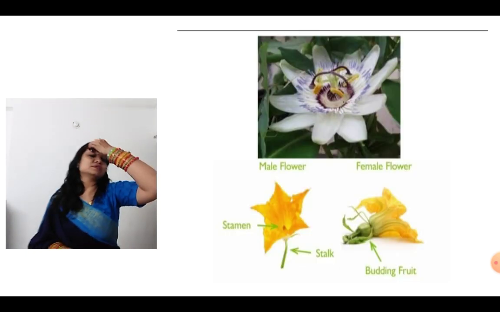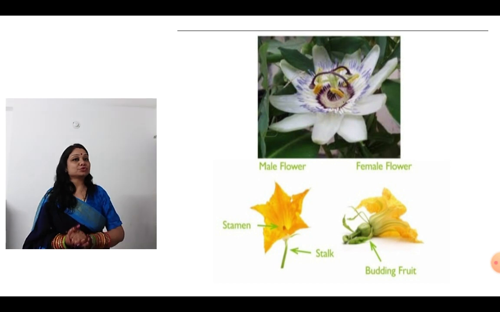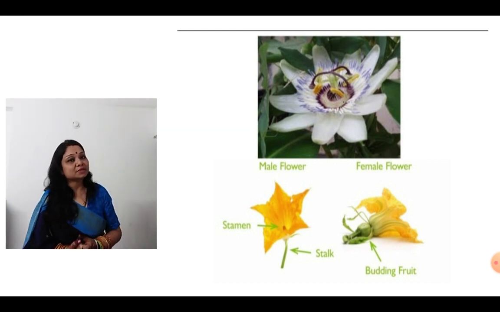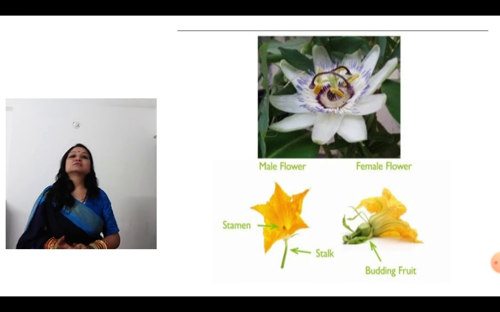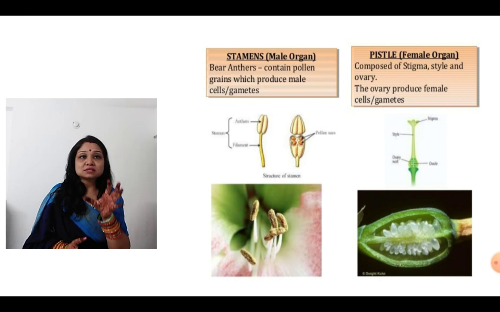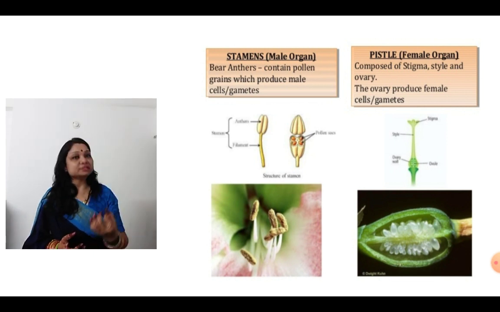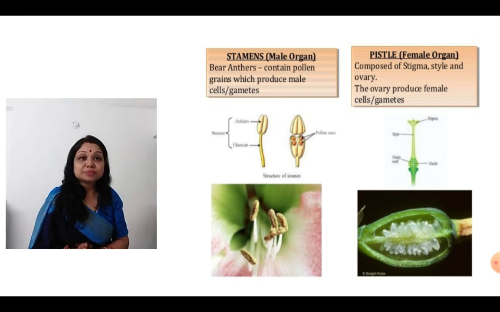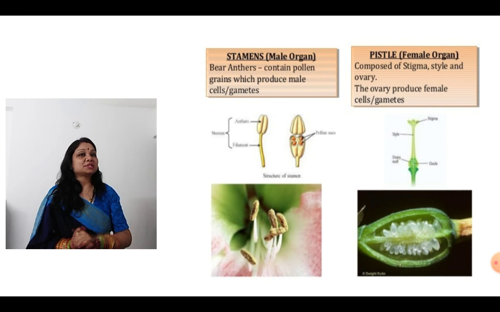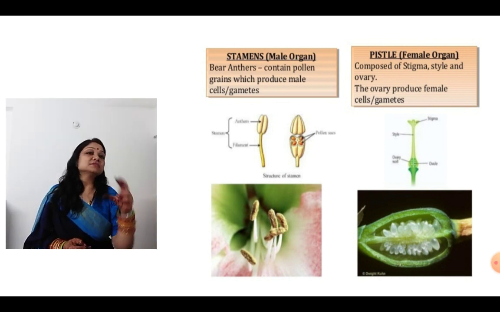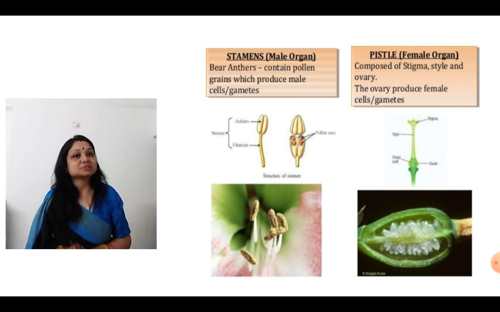Now the next thing, the picture of the flower I have shown you on the screen, the male and female flower. The male reproductive part in a flower is the stamen and the female part is the pistil. Now the stamen bears the anthers, which contain the pollen grains that produce male cells or gametes. Now see the magnified picture of the stamen. It has mainly two parts: anther and filament. Anther and filament, they both constitute the stamen.